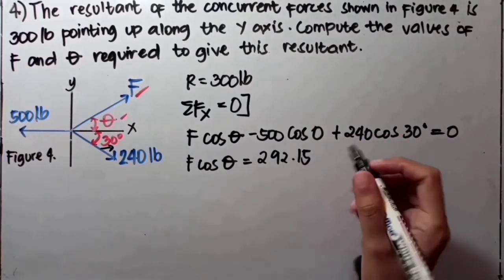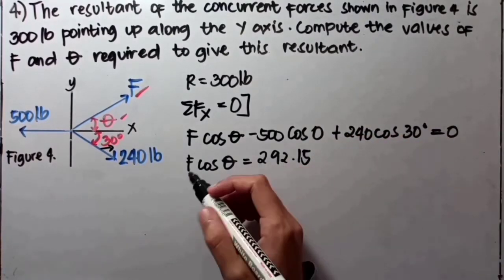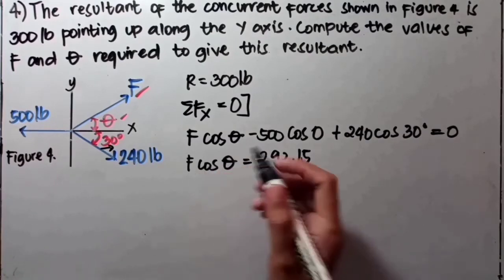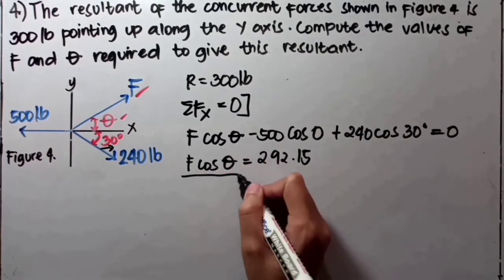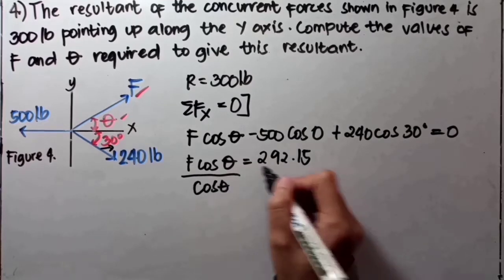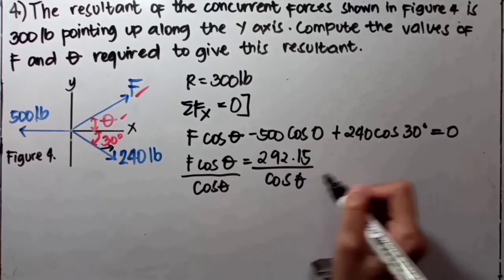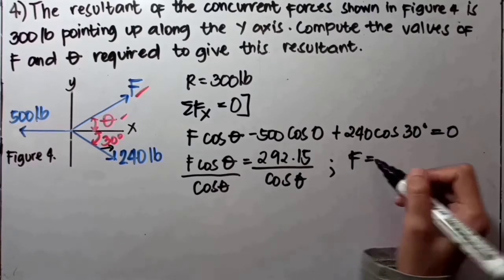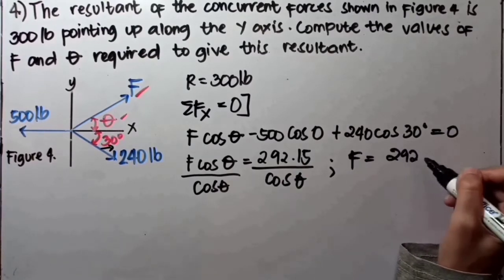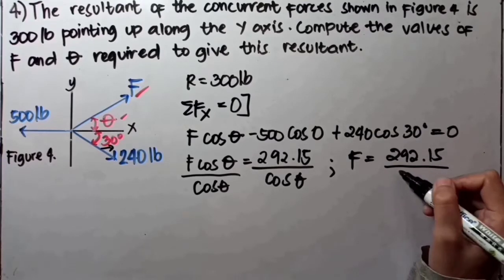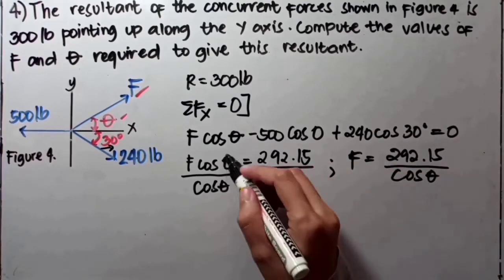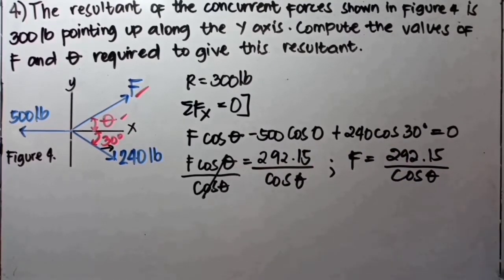292.15. Pwede pa natin to ma-simplify pa para magiging F na lang ang may value. So, for F divided by cosine theta divided by cosine theta, therefore, ang F natin ngayon ay 292.15 divided by cosine theta. So, meron na tayong equation 1, which is this one. F is equals to 292.15 over cosine theta.